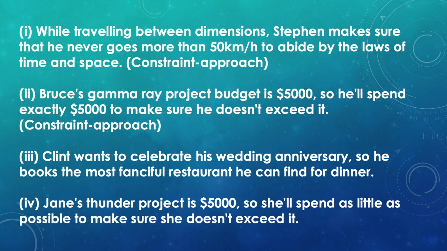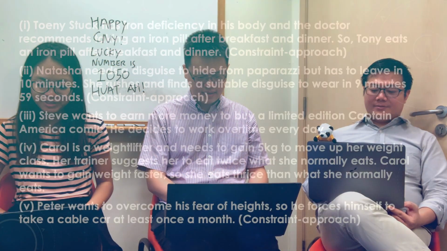So these two use a constraint approach. Options 3 and 4, on the other hand, use optimization approaches. Clint wants the most fanciful restaurant he can find for dinner, and Jane wants to spend as little as possible. These are, respectively, attempts to maximize or minimize something, making them optimization approaches. Okay, and now moving on to the next 5 options that you can see here.